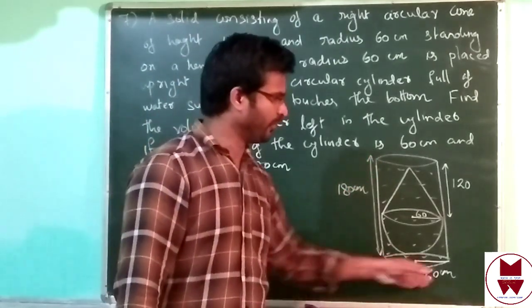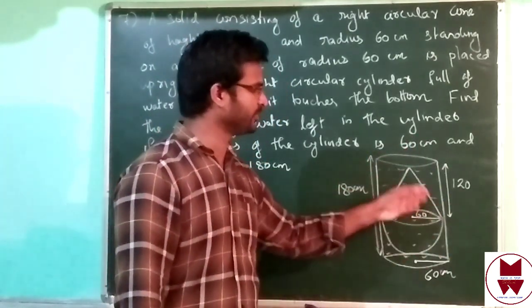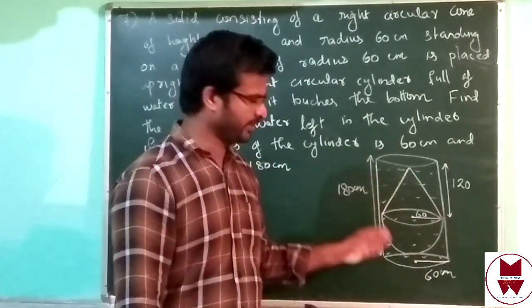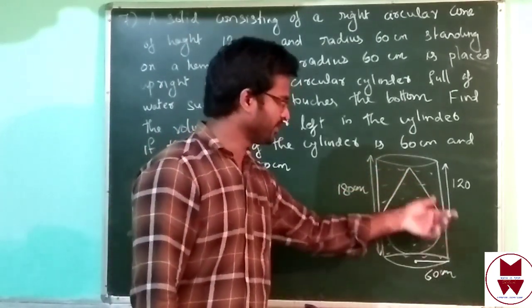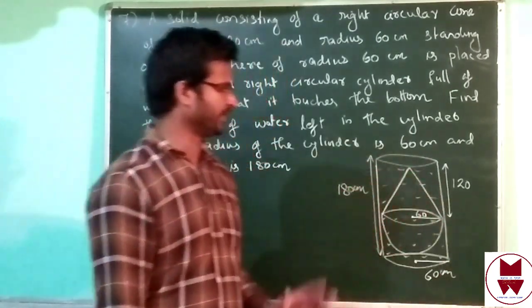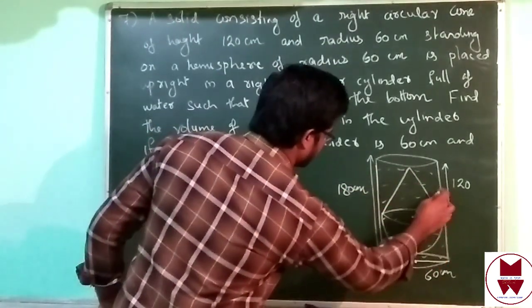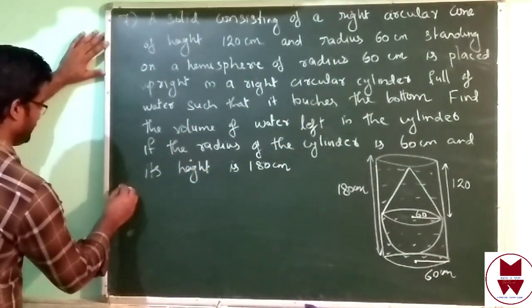First we will find out the volume of the cylinder. Then from there we will subtract the volume of the solid. Then the remaining will be water, isn't it? Then first find out the volume of the cylinder, then minus the volume of this solid. Then you will get the volume of the remaining water. Water means the remaining part in here. Then we can write what things are given in here.